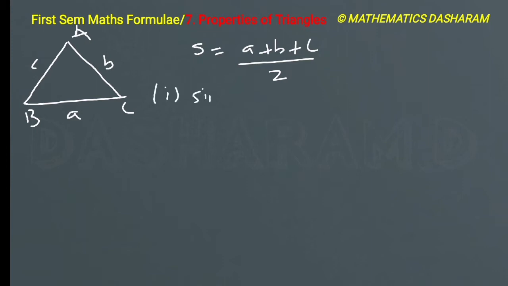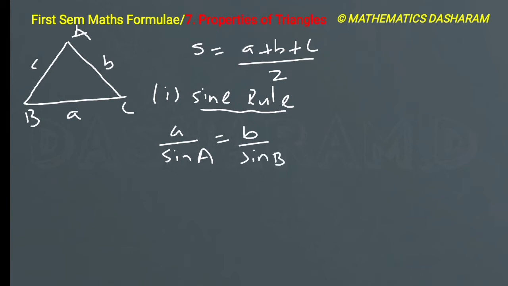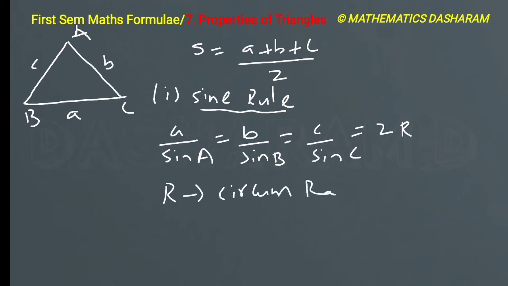Next, the sine rule. So the sine rule means a divided by sin A equals b divided by sin B equals c divided by sin C equals 2 into capital R. Here R means circumradius. So what is the meaning of circumradius? The circle that passes through the 3 vertices of a triangle is called a circumcircle, and its radius is called a circumradius. It is denoted with capital R.